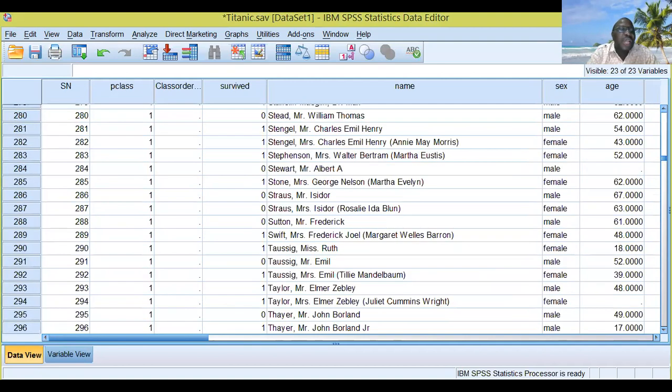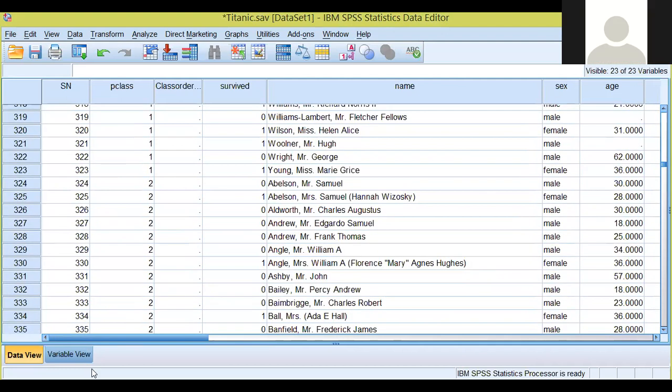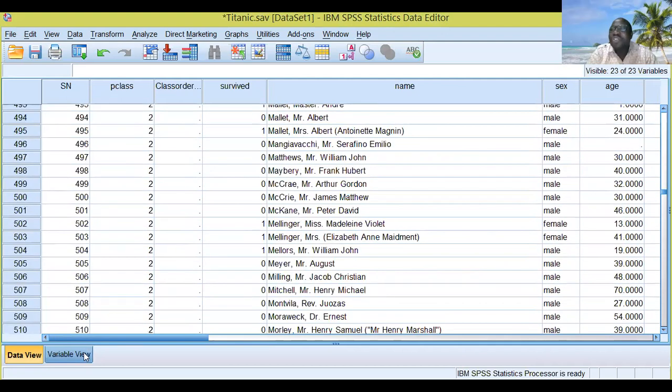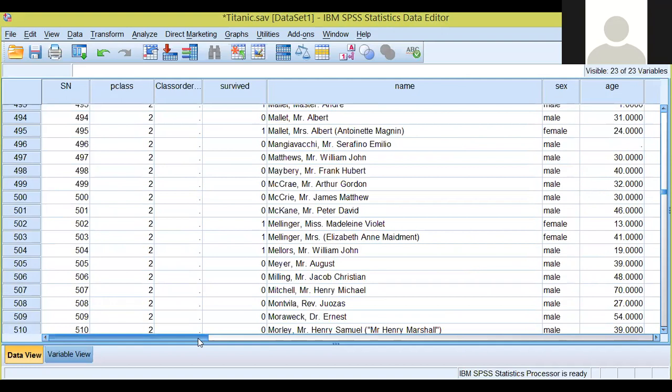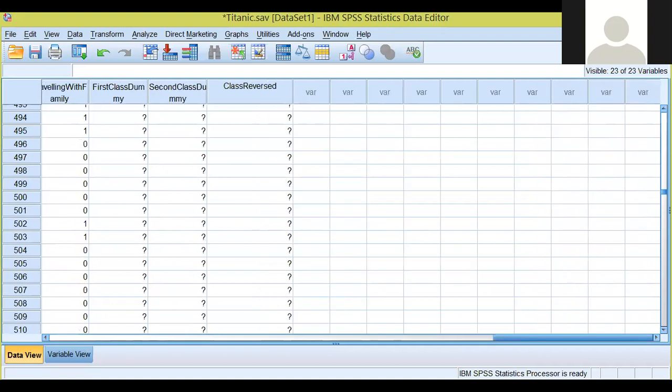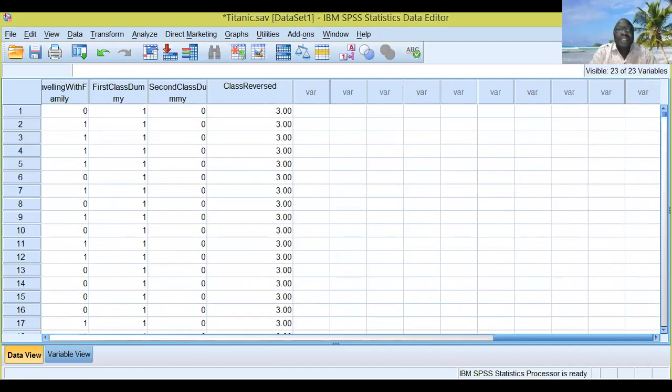I'm not saying you should scroll down. Is it not this one? Or do you mean variable view? Data view. Scroll to the left side. You are in variable. Scroll to the right side, rather. I didn't say scroll down. Sorry, sorry. Okay, scroll ahead. You can see. No problem. Can you see now?